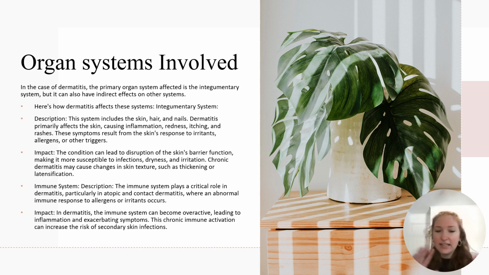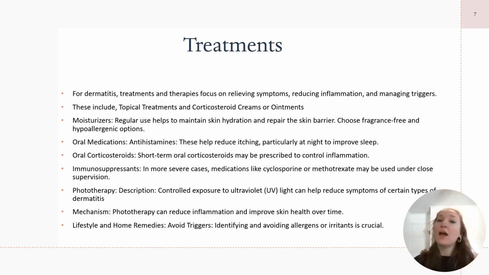Particularly in atopic dermatitis and contact dermatitis, an abnormal immune response to allergens or irritants occurs. So there might be something different that your body does to try and stop it. And in dermatitis, the immune system can become overactive, leading to inflammation, flare-ups, and all that fun stuff.